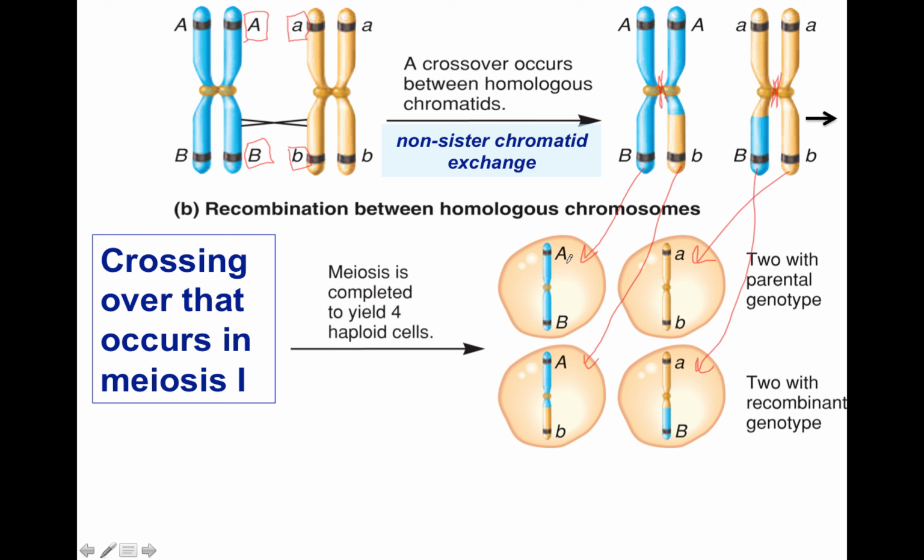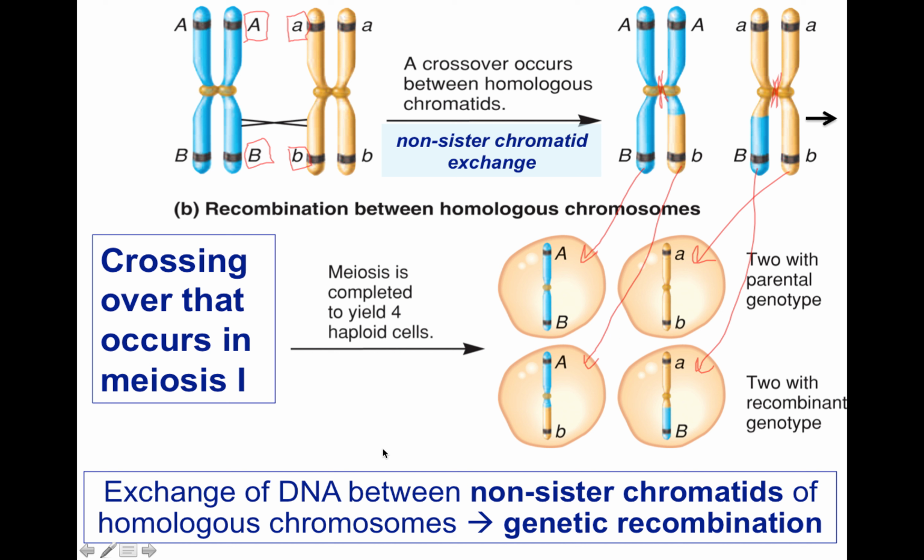So you end up generating 4 different sperm cells, each with a different combination of alleles for the A and B gene. This chromosome has the 2 dominant alleles. This has a dominant A and recessive B, this has 2 recessive alleles, and this has recessive A and dominant B. The exchange of DNA between non-sister chromatids of homologous chromosomes yields genetic recombination.